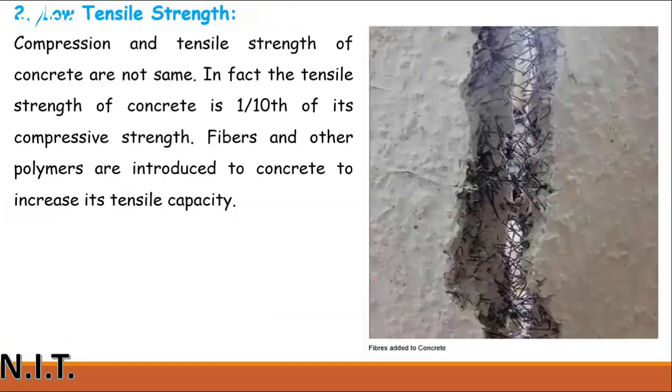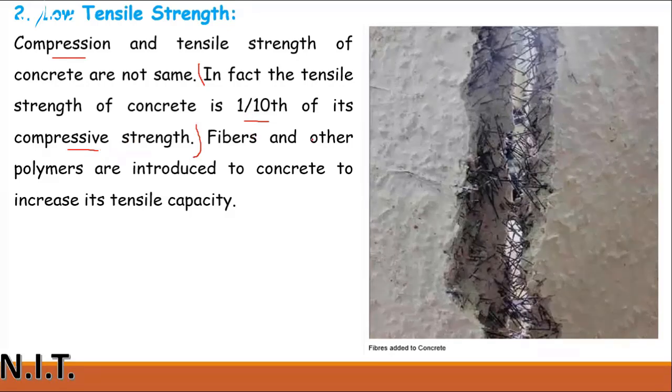And the third one, low tensile strength. Obviously, compression strength and tensile strength of concrete are not the same. In fact, see this line, we have already read this before. The tensile strength of plain concrete is 1/10 of its compressive strength. Tensile strength is 10 times lower than its compressive strength.